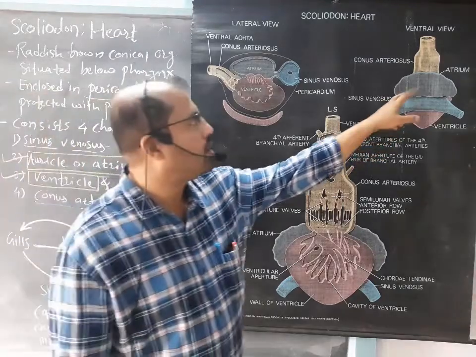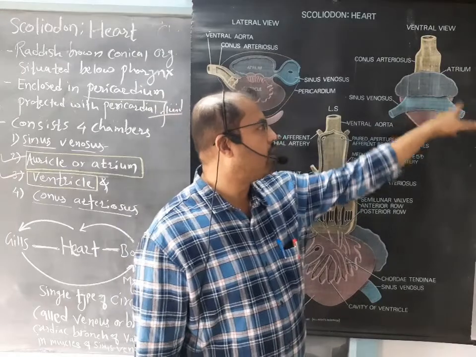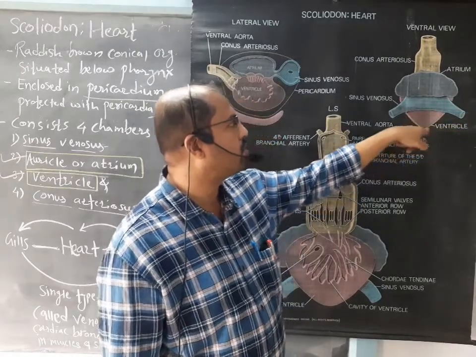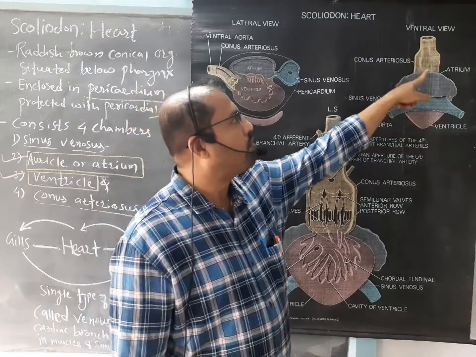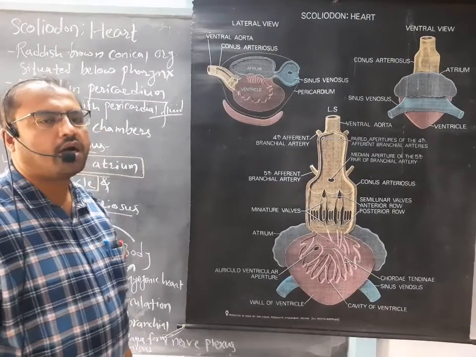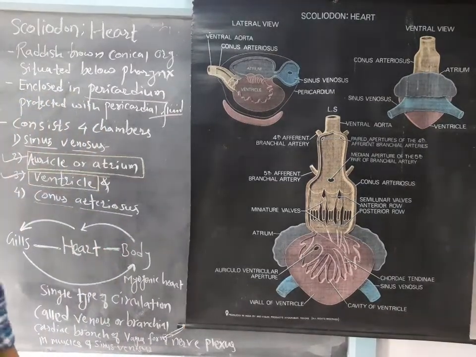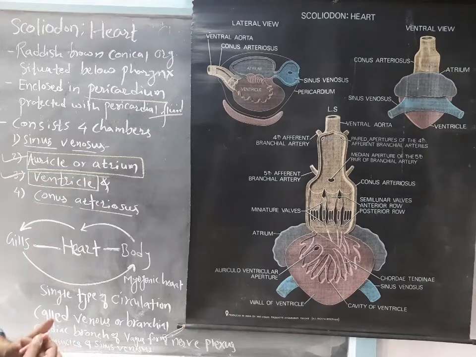Here are the chambers: the atrium or auricle, then the ventricle, which is triangular in structure, then the sinus venosus as well as the conus arteriosus. So these are the four chambered heart. Only two are considered true, the auricle and the ventricle. So this is about the structure with these four kinds of chambers that the heart encloses.